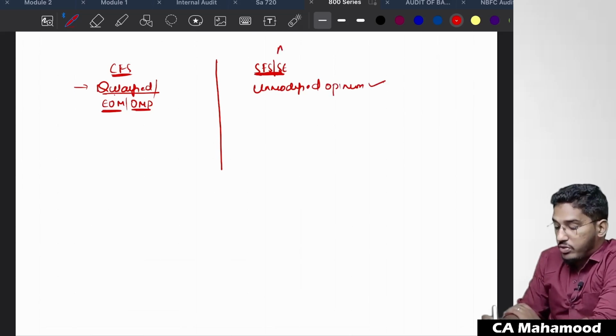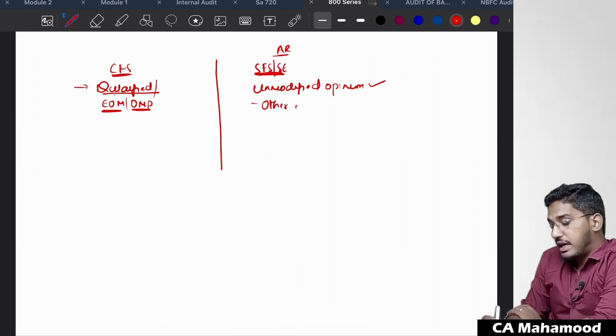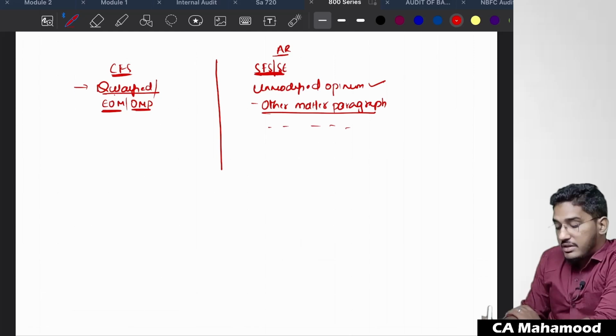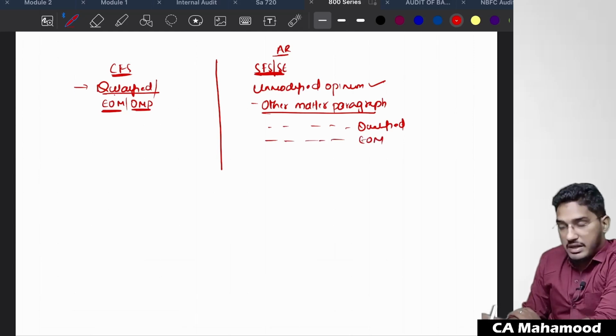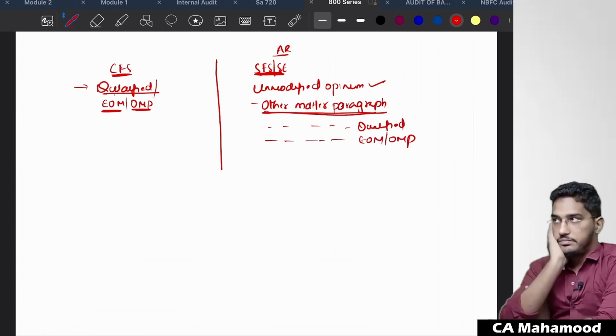But in that audit report on the single financial statement or specific element, you have to make use of other matter paragraph. And in that other matter paragraph, you have to mention that in the audit report on the complete financial statements, there is a qualified opinion, or there is an emphasis of matter paragraph, or an other matter paragraph. Please go and refer that you have to mention in the other matter paragraph.